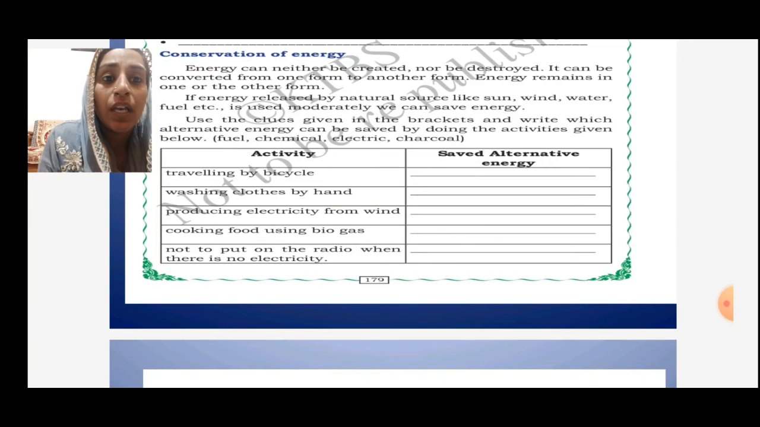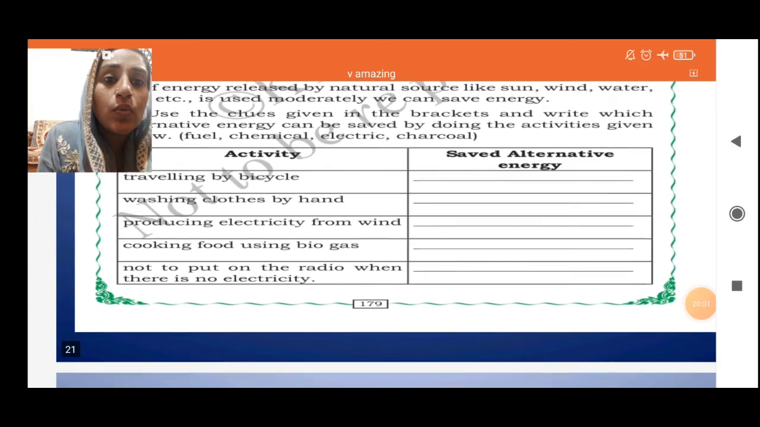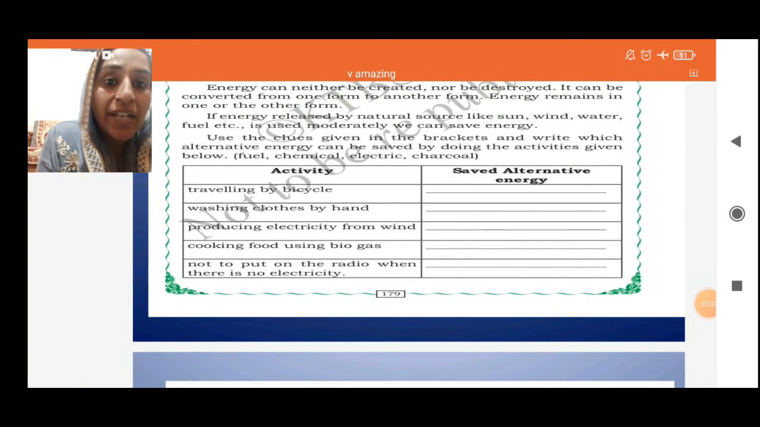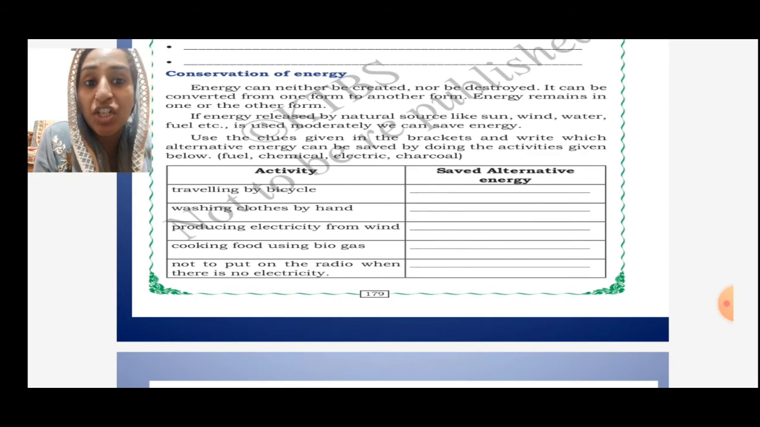Use the clues given in the bracket and write which alternative energy can be used for the activities given below. Fuel, chemical energy, electrical energy, and charcoal. Traveling by bicycle saves alternate energy. Instead of going by vehicles, like a motorcycle, you can travel by bicycle.